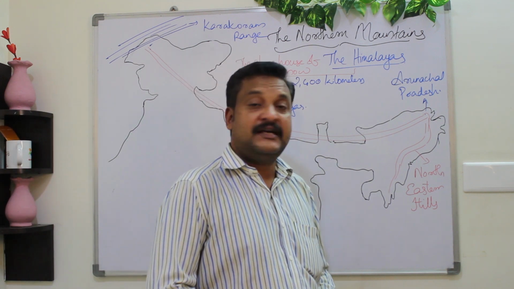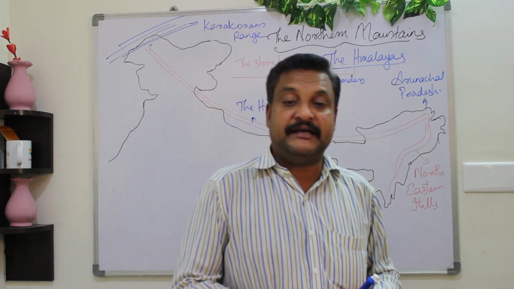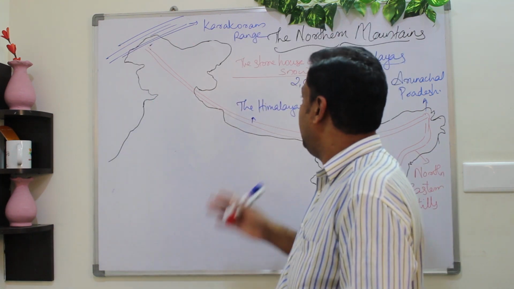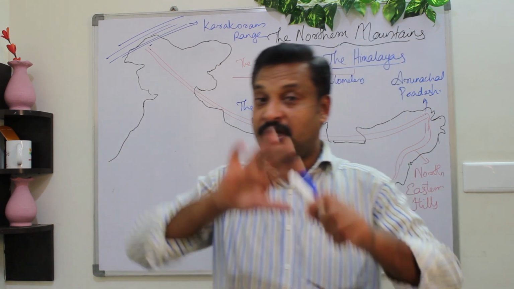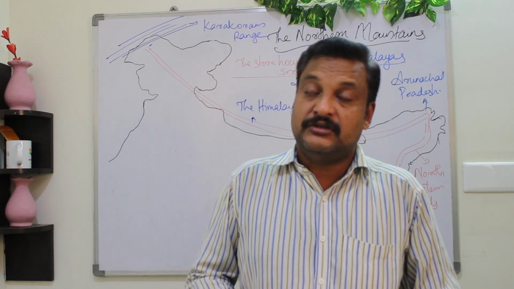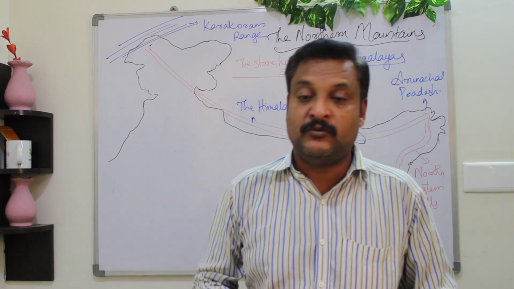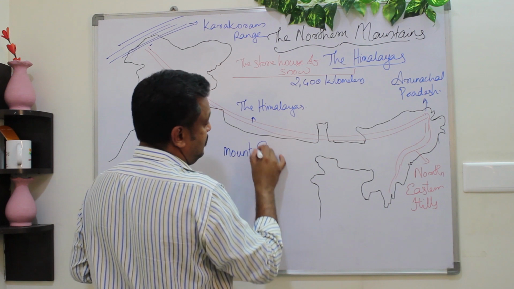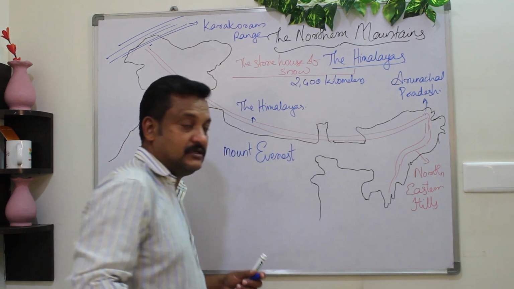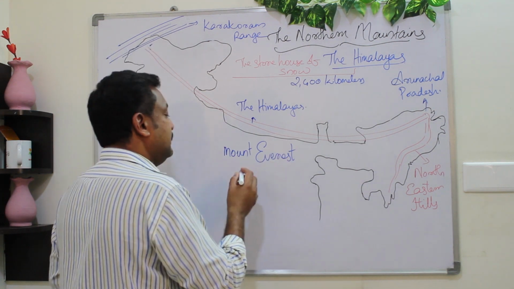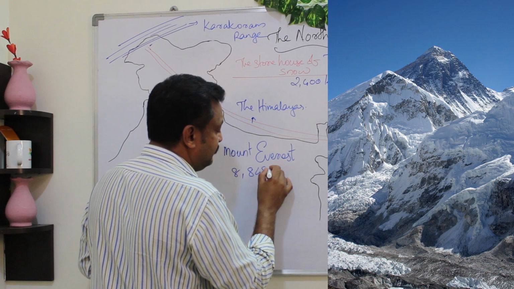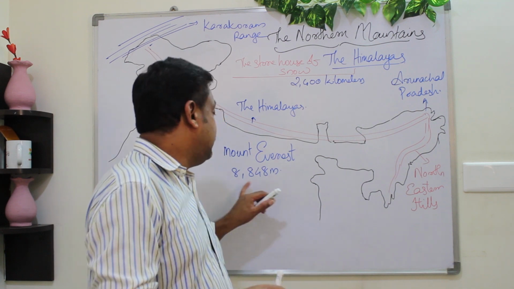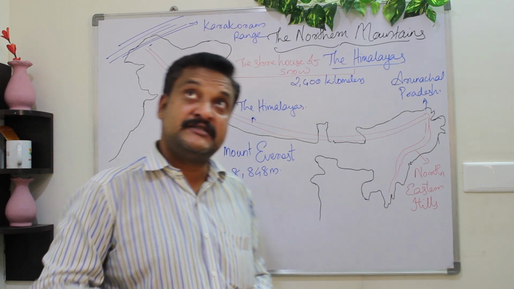Okay? As I said, the Himalayas are the highest mountains in the world, and they have a lot of snow-covered majestic places also. Which is the highest peak in the world? Yeah, the highest peak in the world is Mount Everest. Okay, what is the height of this Mount Everest? It's 8,848 meters above the sea level. Okay? It is 8,848 meters above the sea level.